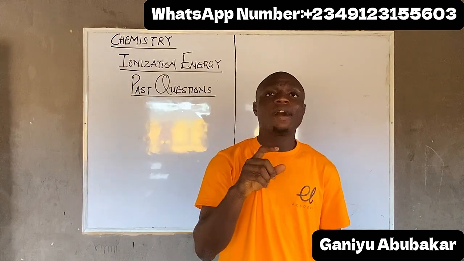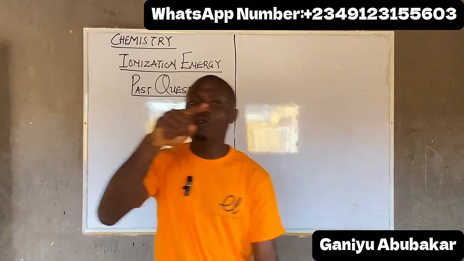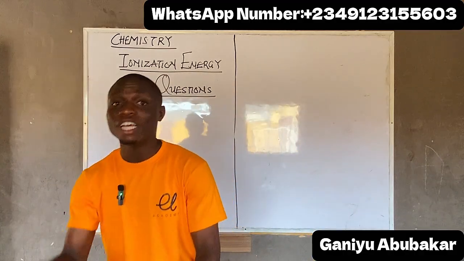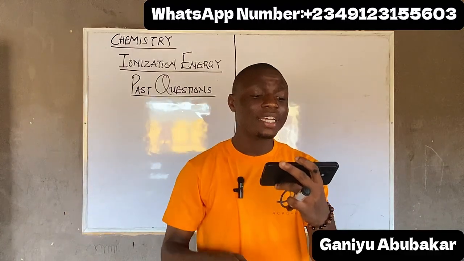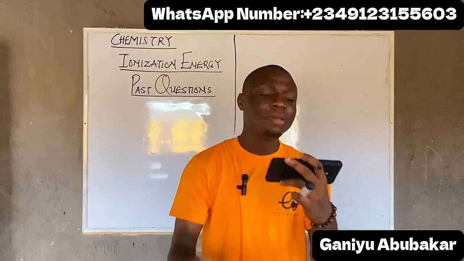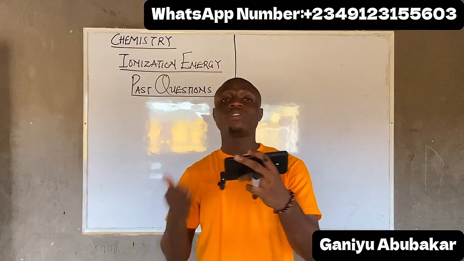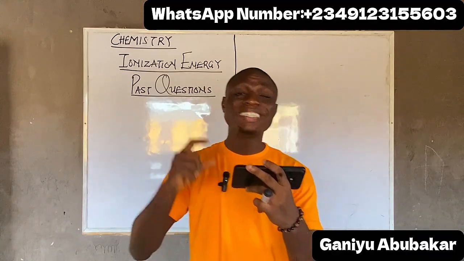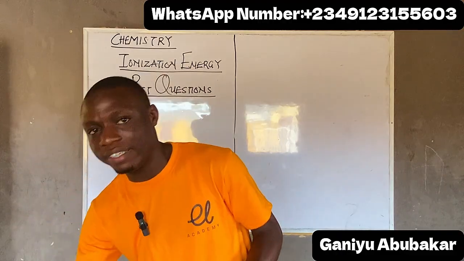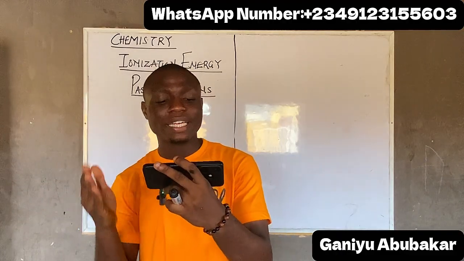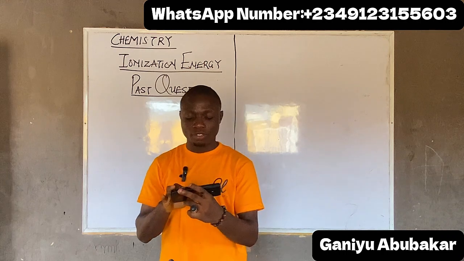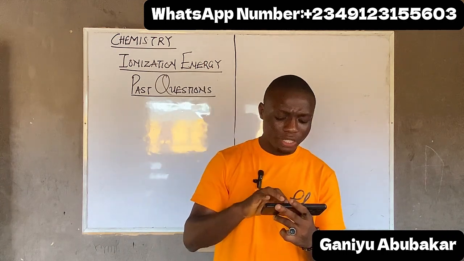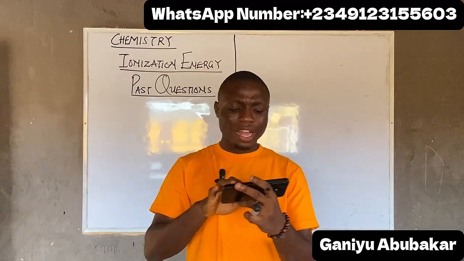We said as you move across the period, it increases. Down the group, it decreases. In this case, option A says it increases, option B says it decreases, option C says it remains the same, while option D says it increases then decreases. Obviously, my answer here is option B. So this is how I solve problems under the concept of ionization energy.